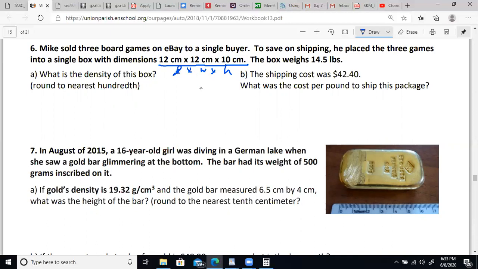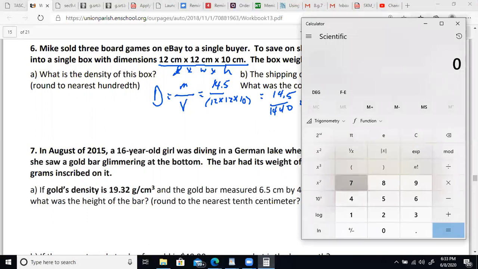The box weighs 14.5 pounds. So to find the density, that's just however much it weighs divided by the volume of whatever the object is. So you have to know what shape you're dealing with. The mass is 14.5, and we're measuring it in pounds. And the volume is 12 times 12 times 10. You'll do that on the calculator: it's 144 times 10, which I believe is 1,440. Trust me on that. And then we'll just do 14.5 divided by 1,440.